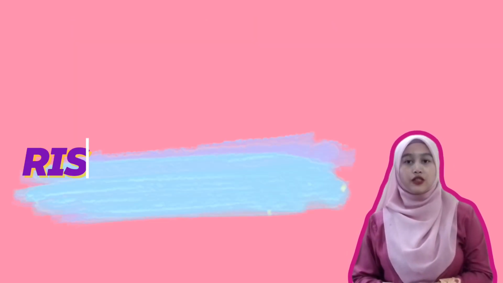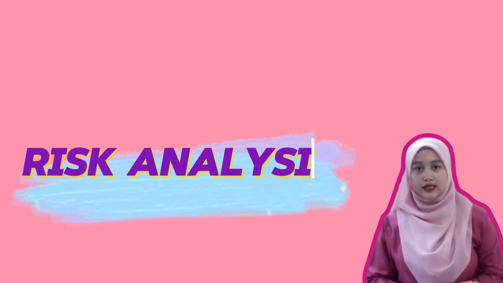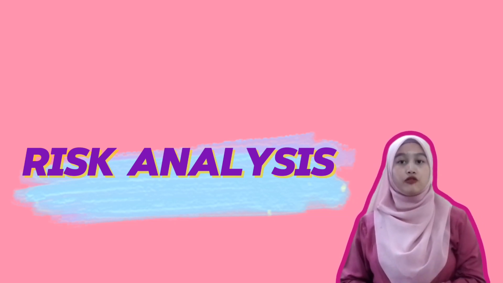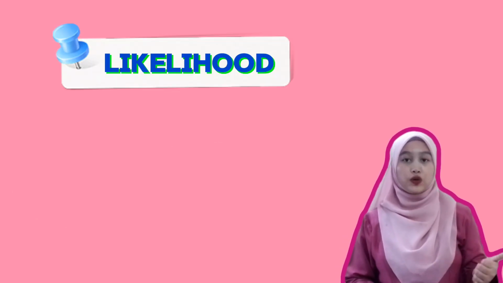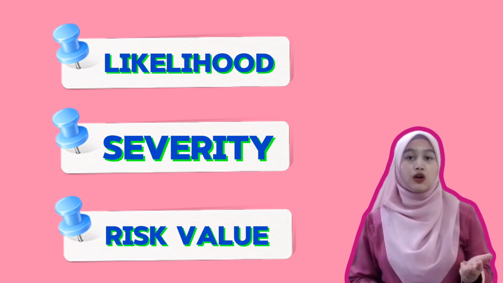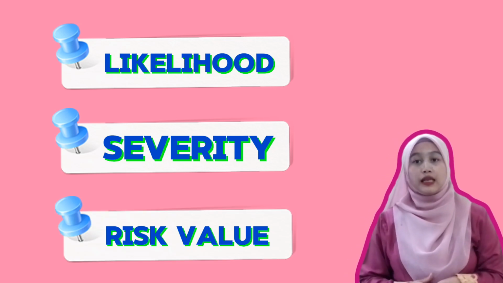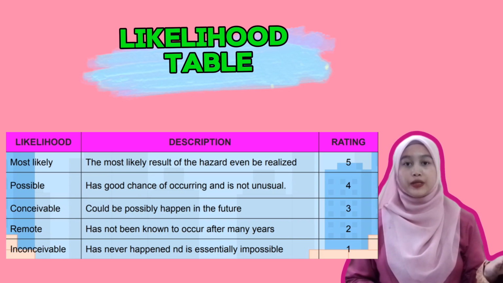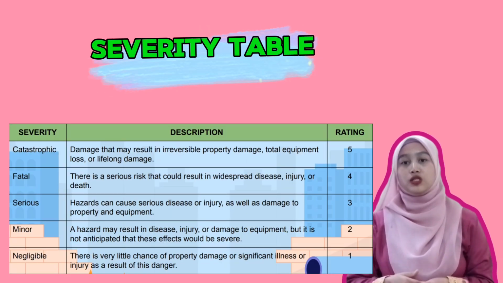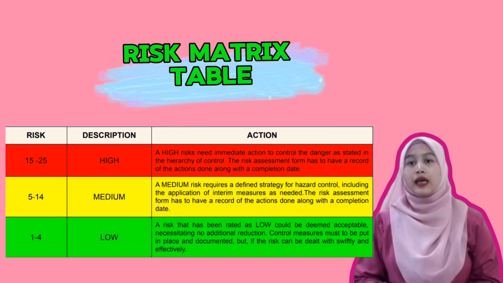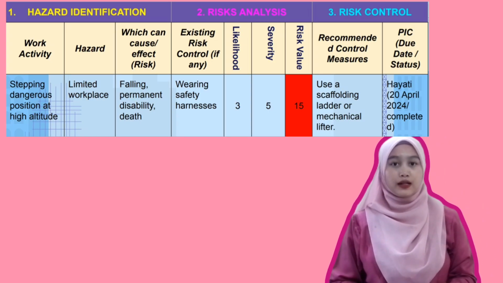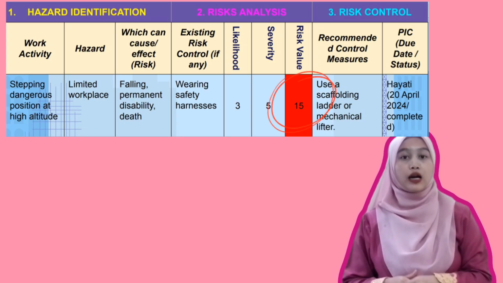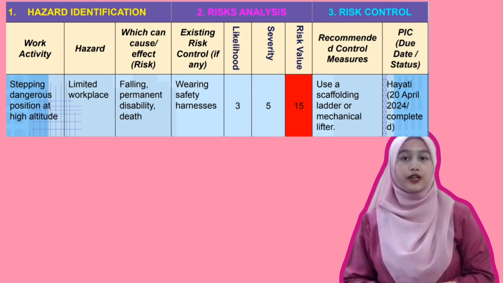Moving to the next activity, which is risk analysis. We need to classify and justify three things from this risk analysis, which are likelihood, severity, and also risk value. These things need to be referred to each respective table such as the likelihood table, severity table, and also the risk matrix table. According to the risk matrix table, this activity has a high risk which is 15 due to the high value of likelihood and severity.